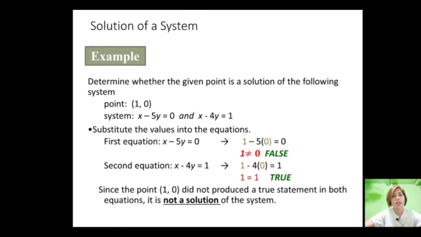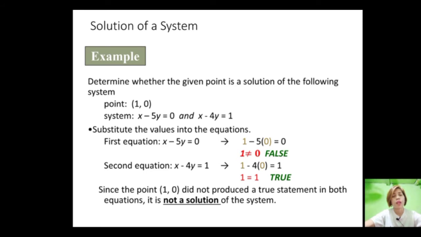Okay, so the second example. Let's have (1, 0) as the point, and then the system is x minus 5y is equal to 0 and x minus 4y is equal to 1. So let's substitute the values into the equations. First equation, x minus 5y is equal to 0. So the value of x is 1, then minus 5y means 5 times y, which is 0.